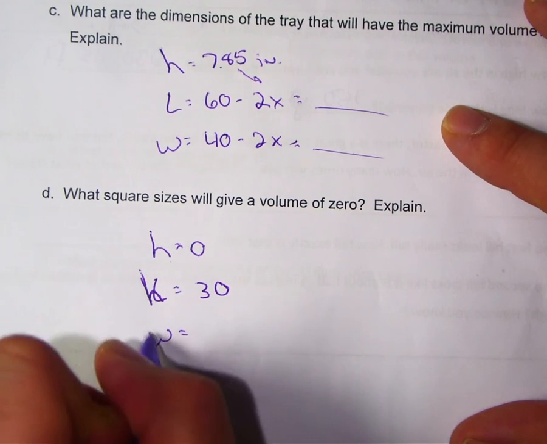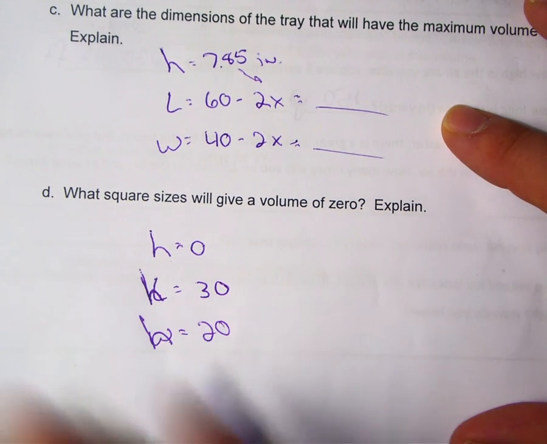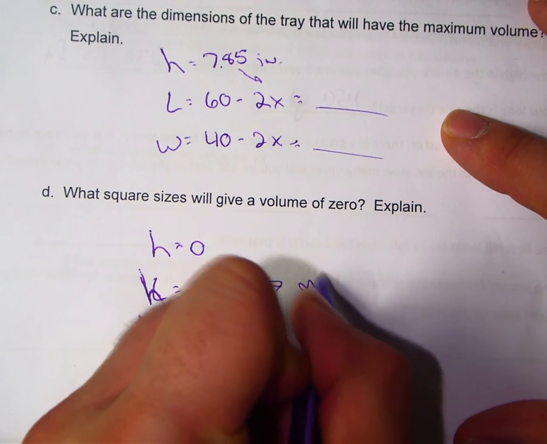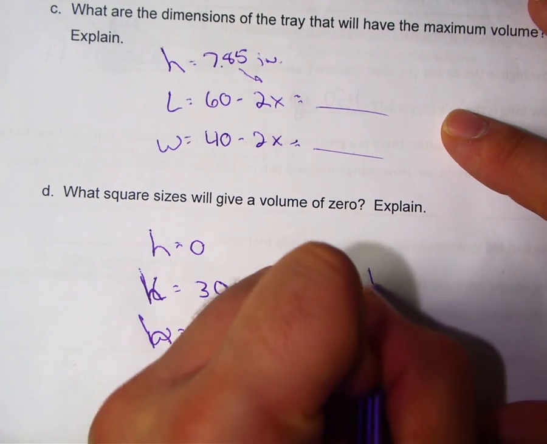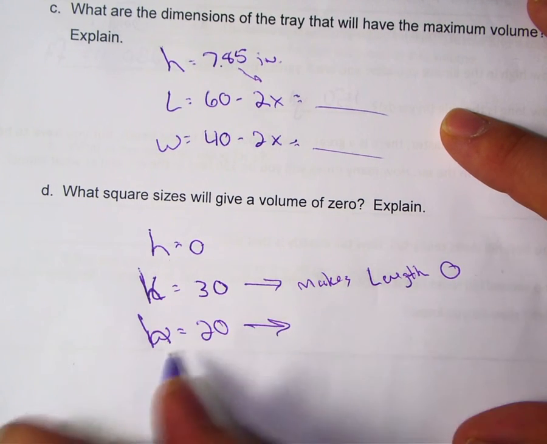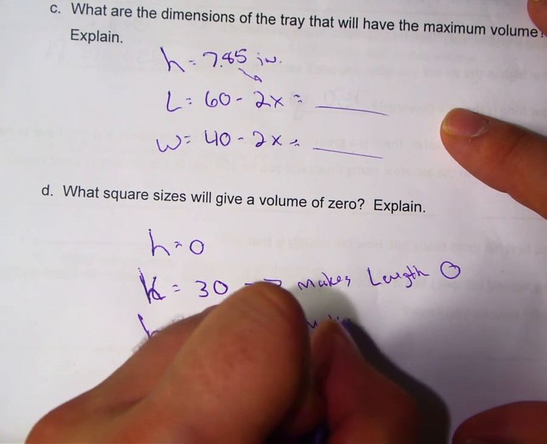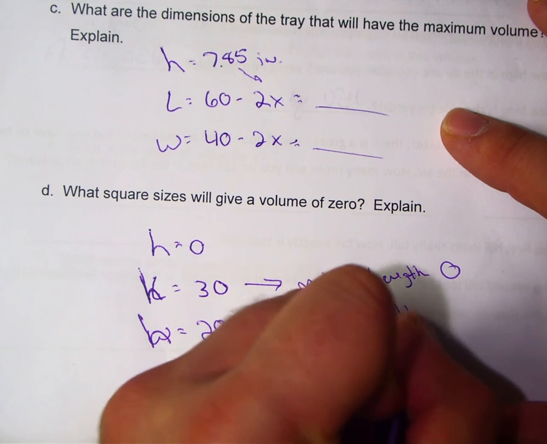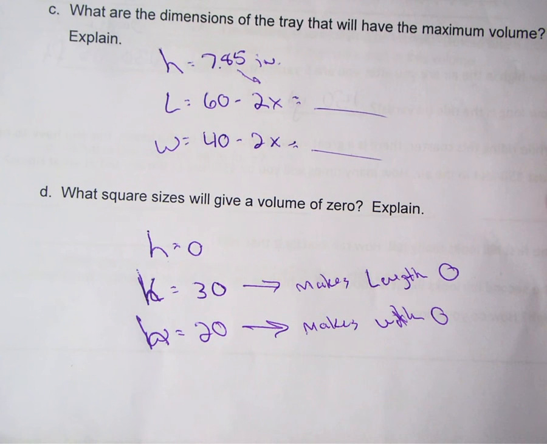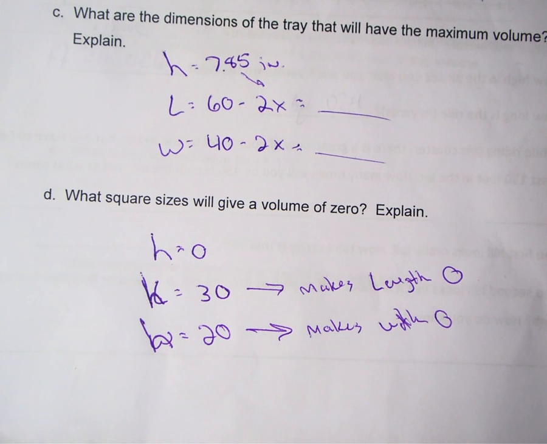If the height, again, is 20, this makes the width 0. And those will give us 0. Right? So that is number 2.